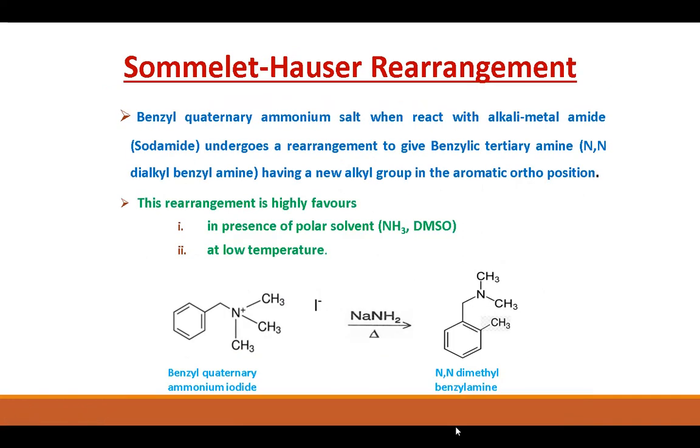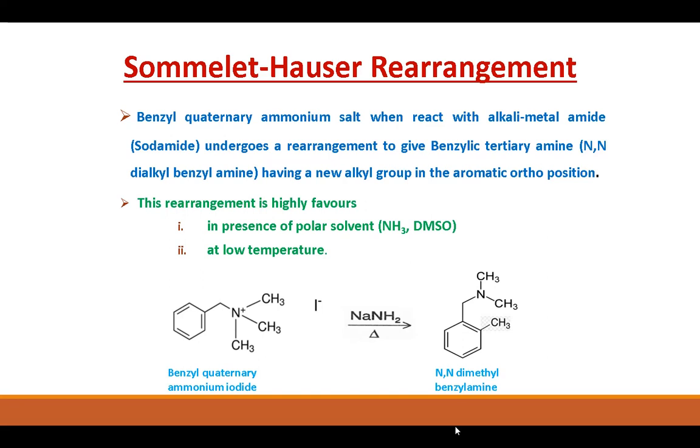Now we'll discuss Sommelet-Hauser rearrangement. The Sommelet-Hauser rearrangement is a rearrangement reaction of benzyl quaternary ammonium salts. It is named after M. Sommelet and Charles R. Hauser.